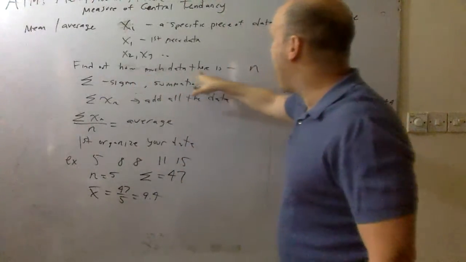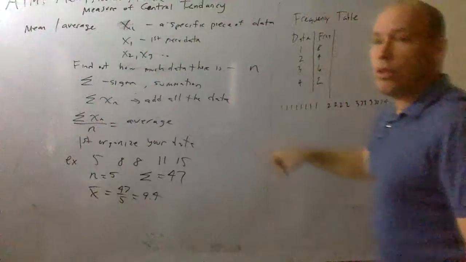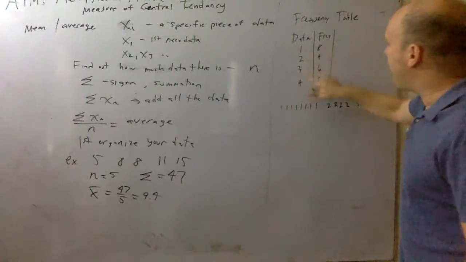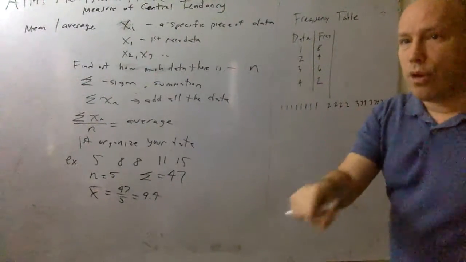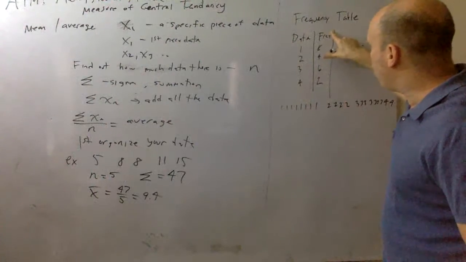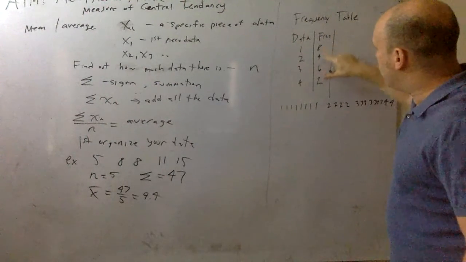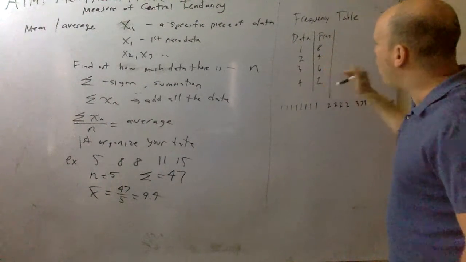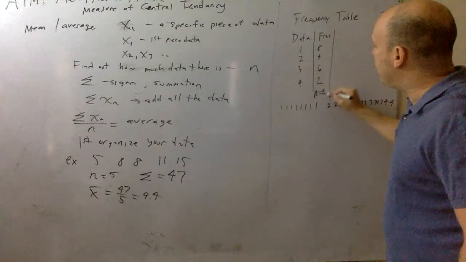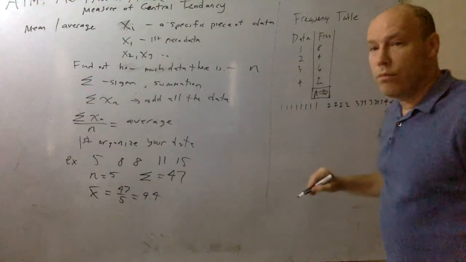First, find out how much data there is. So some kids would say, oh, there's 4 pieces of data. You say, no, Mr. Adler. This is a frequency chart, which means 8, 12, 18, 20. There's 20 pieces of information there.